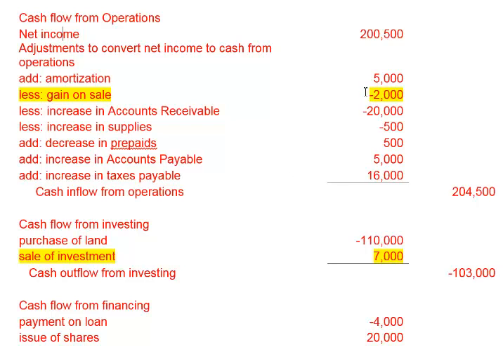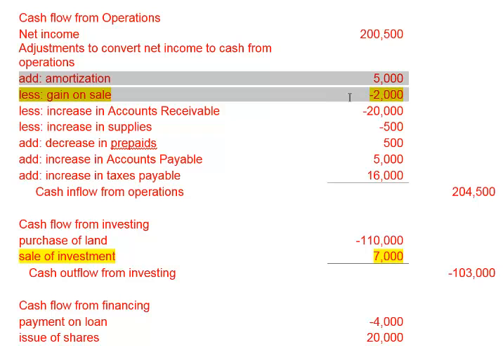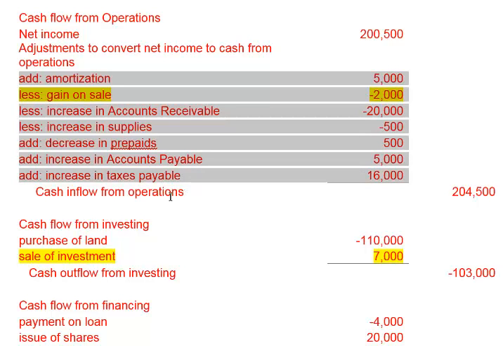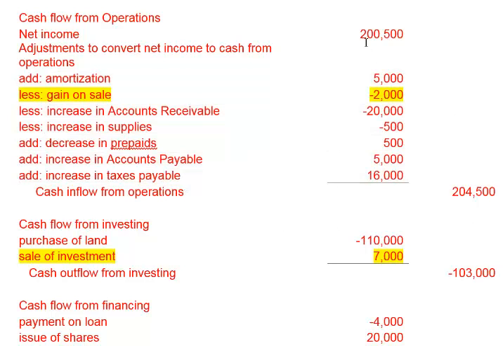So now when I add up my adjustments that I got from my income statement and my non-cash current asset accounts and my current liability accounts here, I can see that my cash inflow from operations, when I also add in my 200,500, is going to be 204,500. So that's going to be my cash inflow from my operating activities. Now I have to look at cash flow from investing activities.